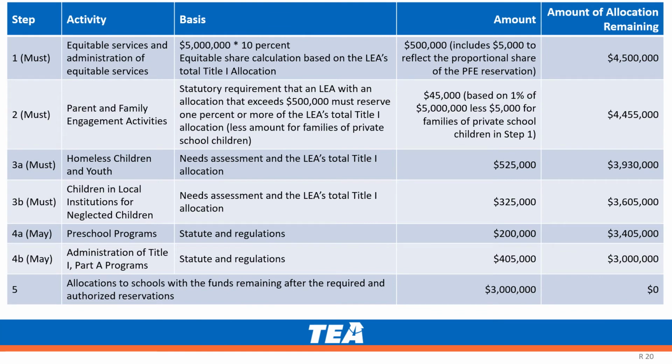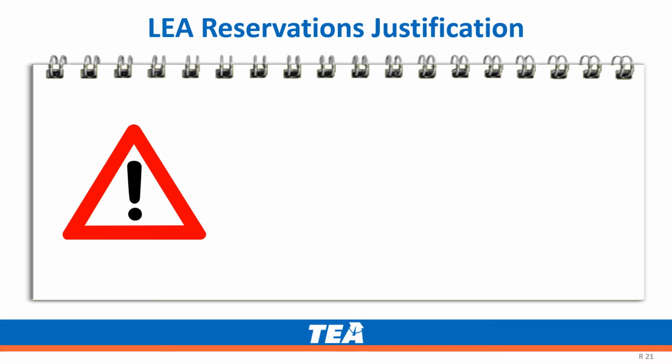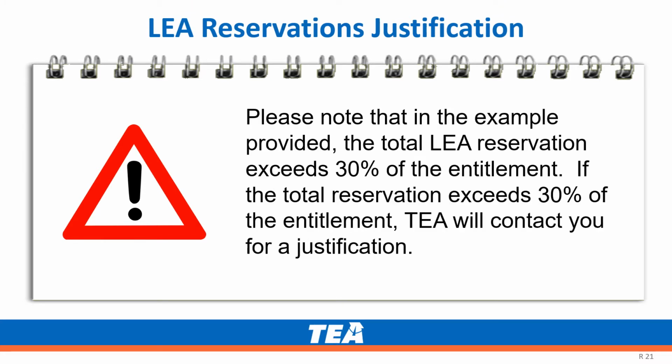This table shows a composite look at all the steps the LEA in this example followed to determine their amount available to allocate to Title I Part A eligible schools. Please note that in the example provided, the total LEA reservation exceeds 30% of the entitlement. If the total reservation exceeds 30% of the entitlement, TEA will contact you for a justification.